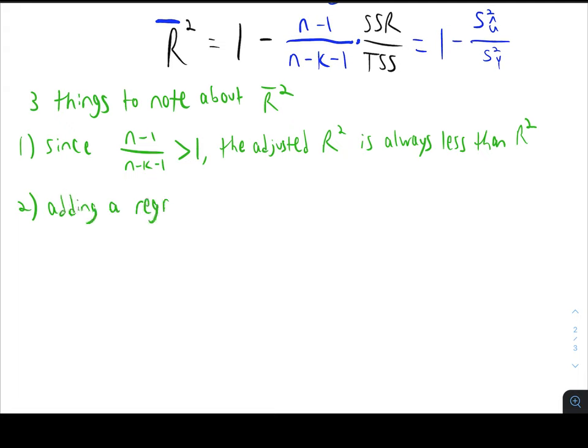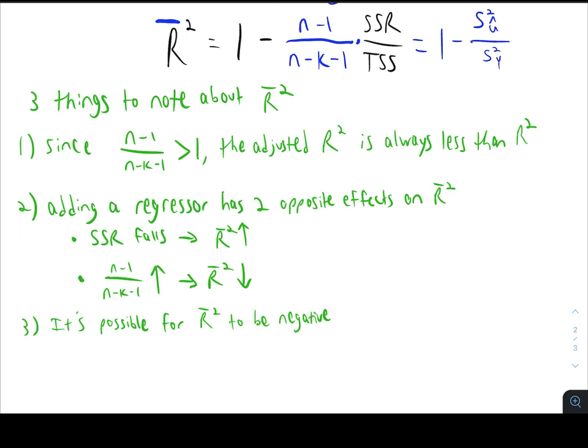Second, adding a regressor has two opposite effects on the adjusted r squared. On one hand, the sum of squared residuals falls, and that would tend to increase the adjusted r squared. But on the other hand, when you add another variable, that means that k is increasing. When k increases, that is going to decrease the size of the denominator in the adjustment factor, which makes that whole second term larger, so we're subtracting a larger number, and that would tend to bring the adjusted r squared down. Now you see these two effects are fighting against each other, and how do you determine which one wins?